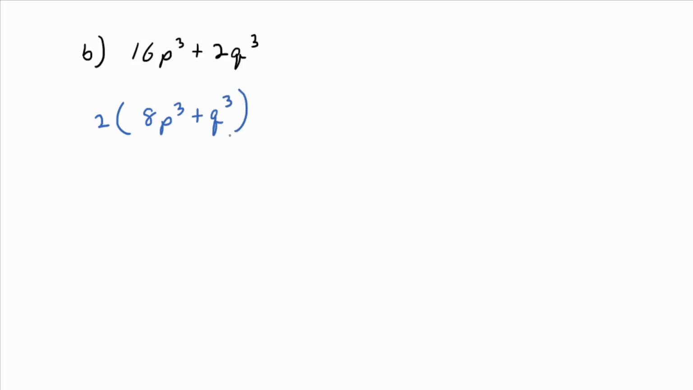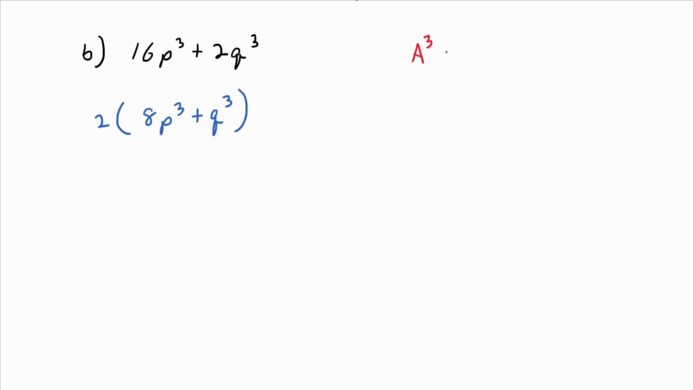Now, is 8 a perfect cube? Yes. So 8 times p cubed, because p cubed is a perfect cube. The entire product, 8p cubed, is a perfect cube. So we can use, okay, do you see a plus or a minus between the two guys? Plus, so use the sum formula. The sum formula looks like this.